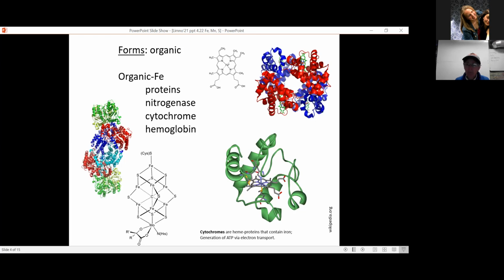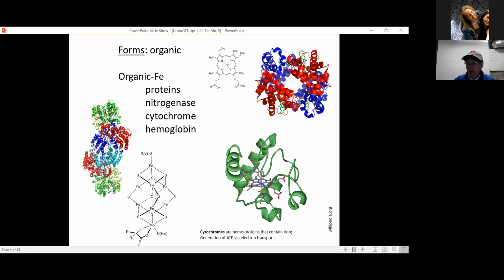Okay, what forms does iron take? Well, I've mentioned ionic iron. Let's look first of all at organic iron. What is the iron doing? Well, there are a lot of proteins that, in order to function, include one or more iron atoms.